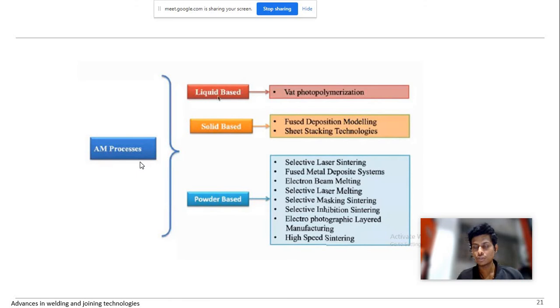In conventional processes, if I want to cast or form, a particular tool and die combination is needed, so it is part specific tooling. Here there is no such thing, and also customization is possible since it is not dependent on any tooling, only on the digital format where we generate the tool path. We give the tool path to the deposition head, and it deposits based on the CAD model information, layer by layer. So that is additive manufacturing.